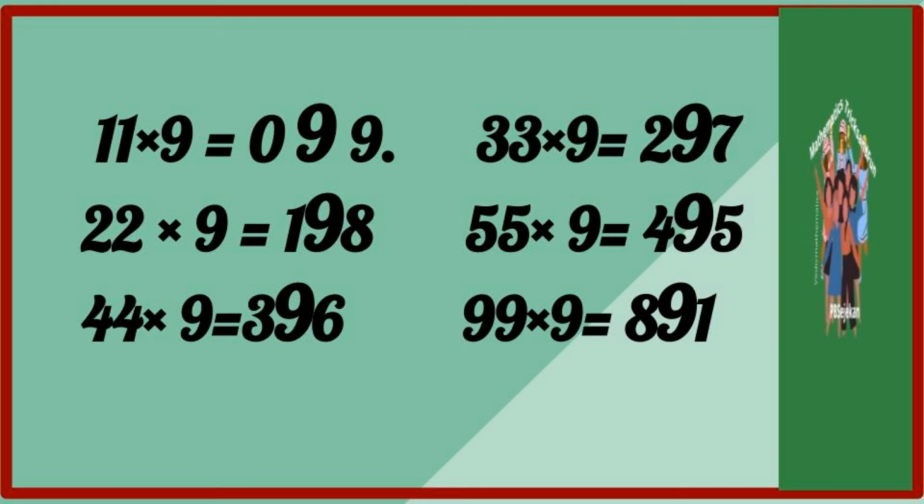11 multiplied by 9, answer is 099. 22 multiplied by 9, answer is 198. 44 multiplied by 9, answer is 396. 33 multiplied by 9, answer is 297. In all this, 9 is in the middle and the product of the multiplication of the digit with 9 is written on either side of the middle 9.